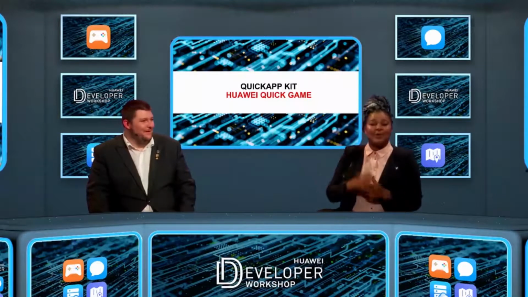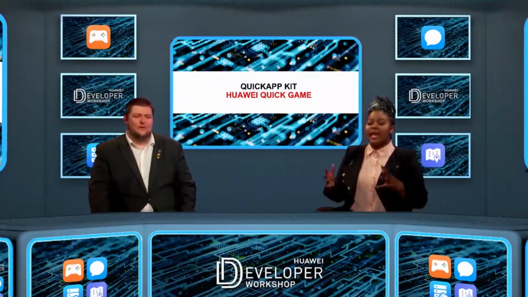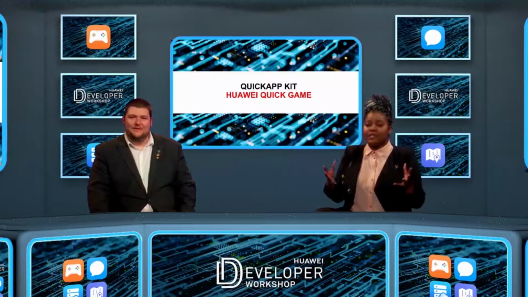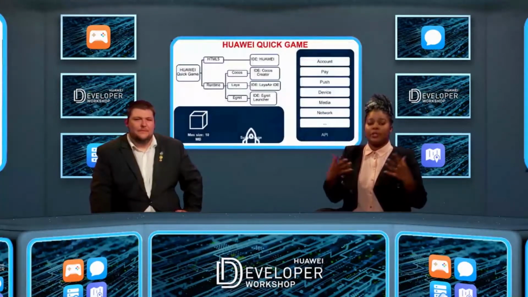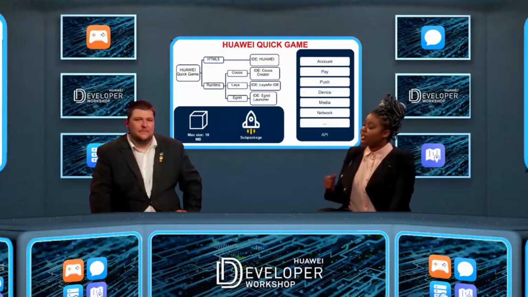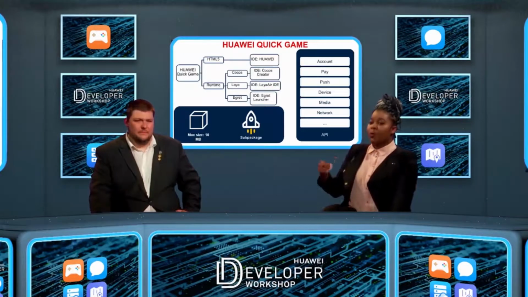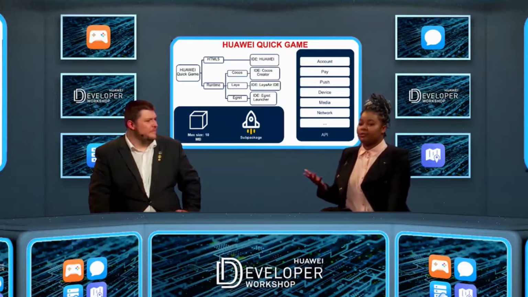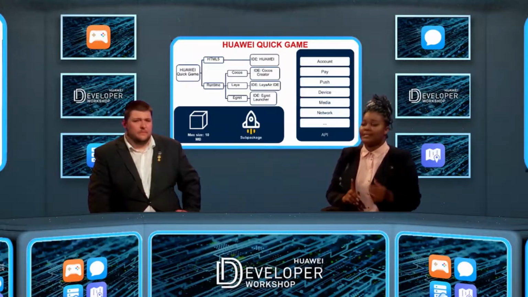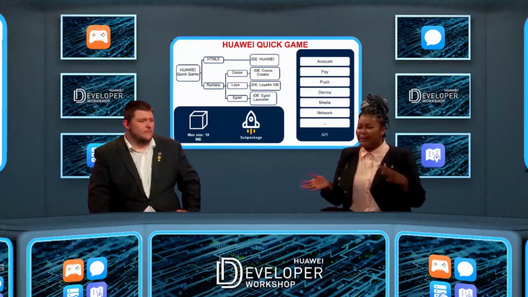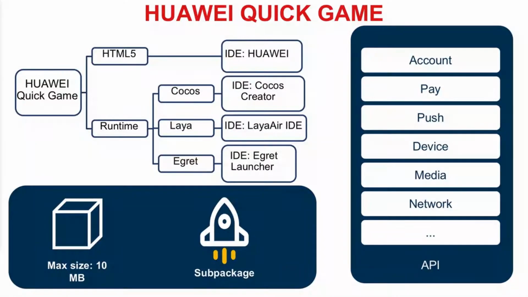Okay, so let's move on to our quick game, which is an easy way to create your games using the Quick App, okay? What you do here is you will have your HTML5 page, which is similar to how you would create an HTML website, for example. There are 3 runtimes that you can select to render your app, okay? The system APIs are available like they would be on a regular app, such as, for example, your count, your pay, or even your push, and etc., okay?